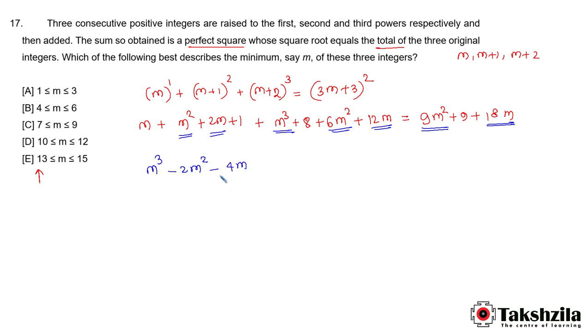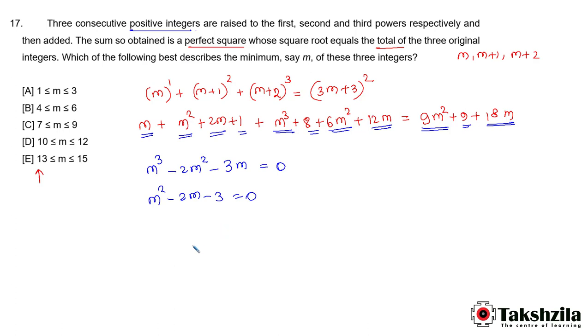Now, after that, what is remaining? This minus 4m plus m, that is equal to 3m, minus 3m. So this is going to be minus 3m. After that, this plus 1 and plus 8, 9 and 9 gets cancelled out, is equal to 0. So now what we are going to do is, let's divide this equation by m, because m cannot be 0. M is a positive integer, so m cannot be 0. So let's divide this equation by m. That is going to be m square minus 2m minus 3 is equal to 0.